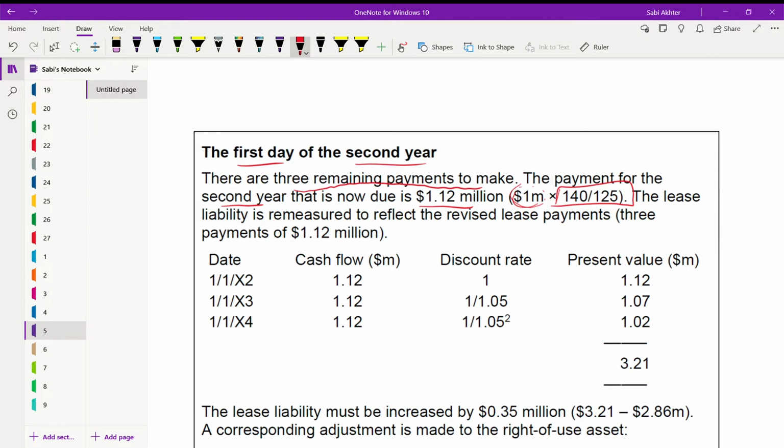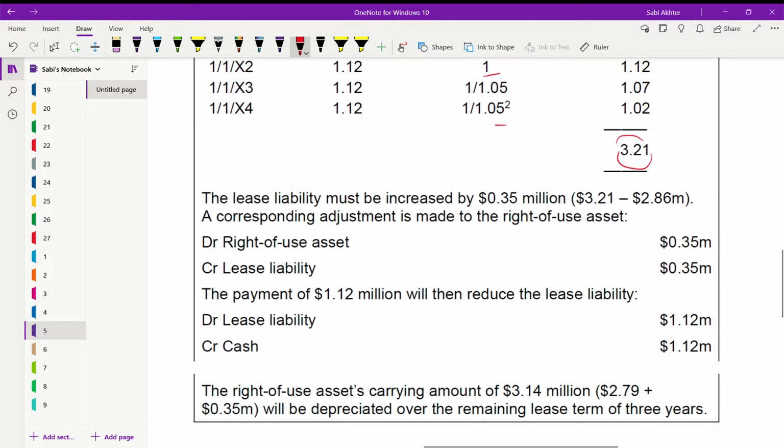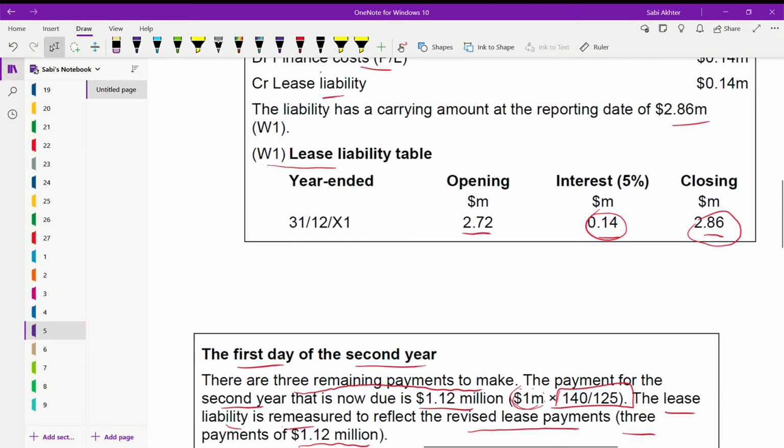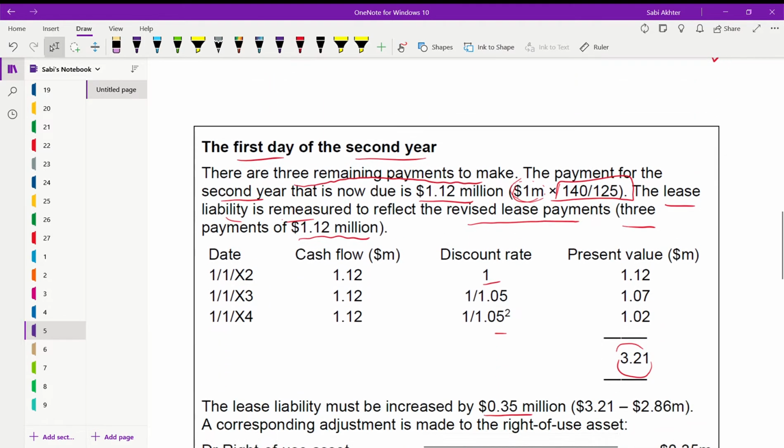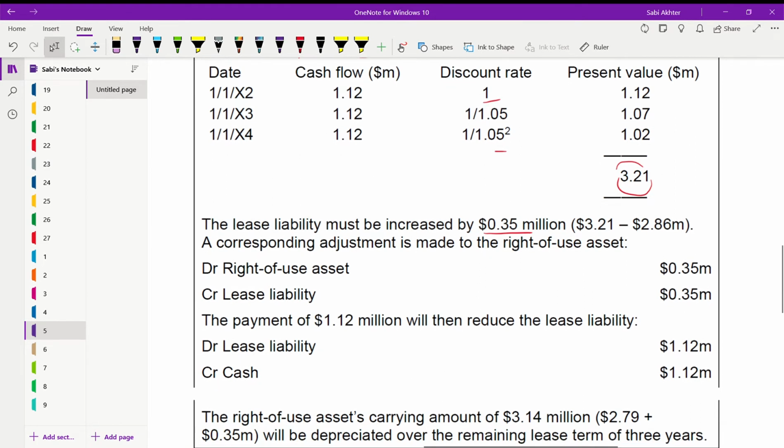Now the lease liability is remeasured to reflect the revised lease payment, 3 payments of 1.12 million. After that, they didn't give what the CPI is, so we are assuming it will be 1.12, 1.12, 1.12 for all the 3 years, and we discount by 5% only. And then this is the present value, 3.21. So the lease liability must be increased by 0.35, because if you see the lease liability before, it was 2.86. This was the closing balance. So 2.86, now it has increased to 3.21. So the difference is 0.35. So you credit the liability and you debit.